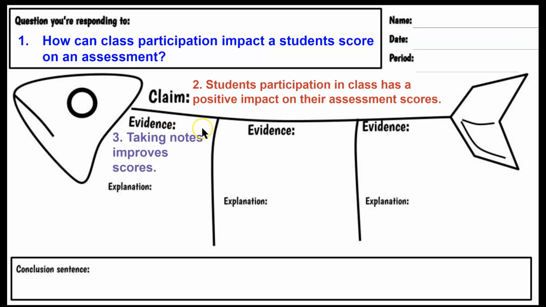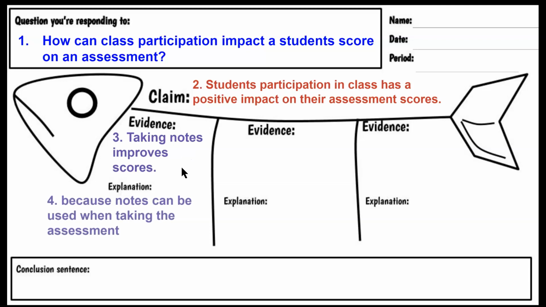Here's my first piece. If you participate by taking notes, okay, your scores are going to improve, because notes can be used when taking the assessment. Yes, you can use your notes, and you're going to need notes to take your quiz tomorrow on Thursday and Friday.